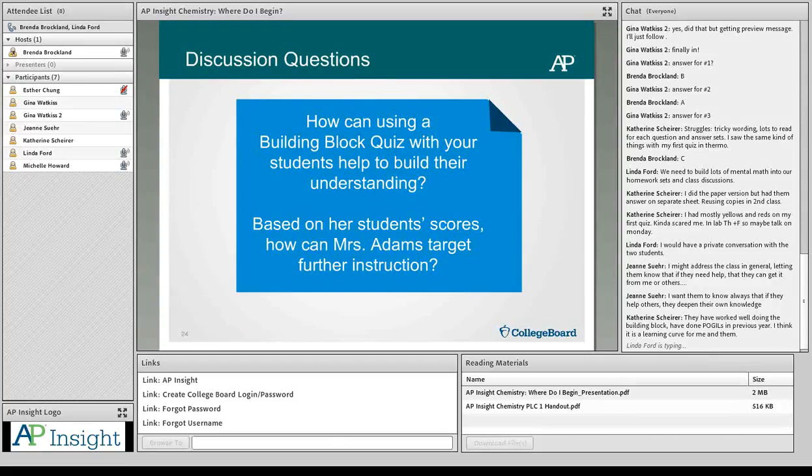Yeah, Katie, I agree. The building blocks are nice in the sense that they do have a little bit of appeal to them to a certain extent. But they vary a little bit as well, which is nice, I think, for the students also.